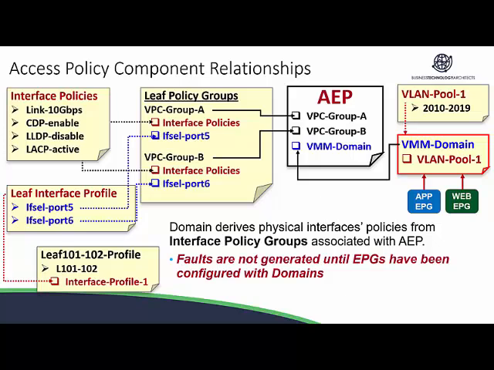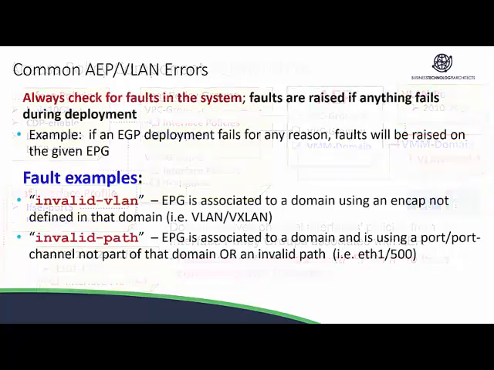Same thing here. Faults are not generated until the EPGs have been configured with domains, and we've applied those EPGs. So where would you actually need to troubleshoot more often? Okay, some common AEP VLAN errors. If an EPG deployment fails for any reason, faults will be raised on the given EPG. Remember, in the prior modules, we talked about the operational tab.